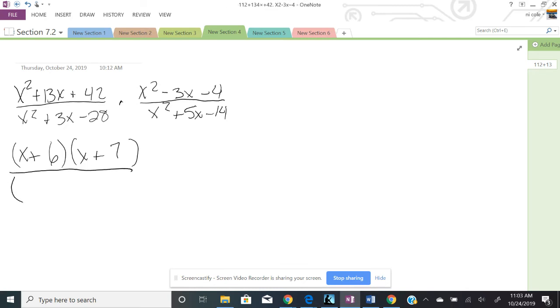Next one. All right, am I in descending order? Yes. Does it have a greatest common factor? No. So let's go ahead and factor it. How do I get a minus? I need a plus and a minus. 28 is 7 and 4. Insides is 7x. Outsides are minus 4x. Sum that up, and that gives me positive 3x. So we're good there.